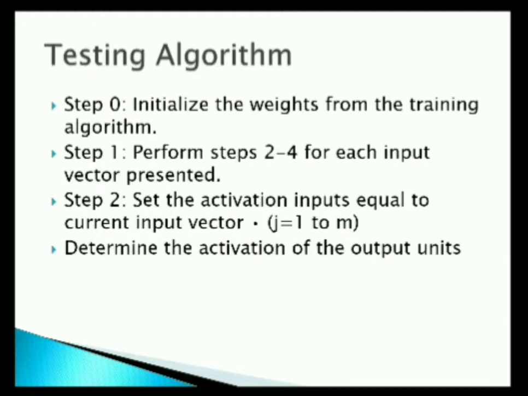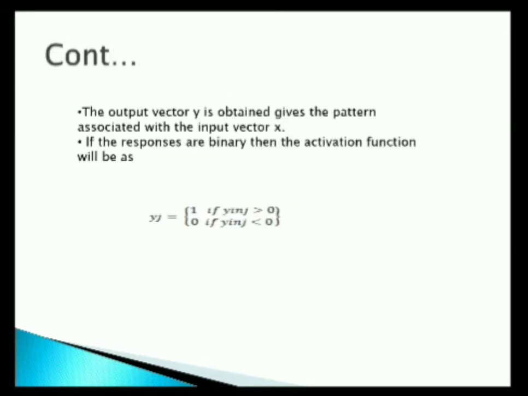Testing algorithm. There are also general steps for heteroassociative algorithms. First, initialize the weights from the training algorithm. Second, perform steps 2 to 4 for each input vector presented. Third, activate the inputs equal to the current vector, then for j equal to 1 to m, determine the activation of the output units. The output vector y obtained gives the pattern associated with the input vector x. If the responses are binary, then the activation function will be y_j equal to 1 or 0.